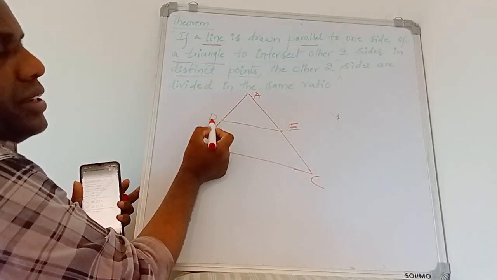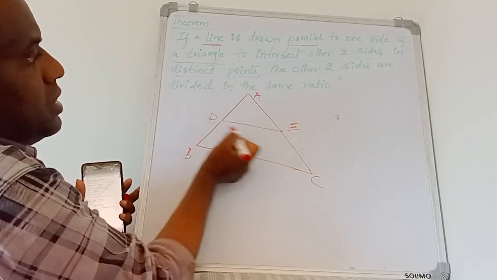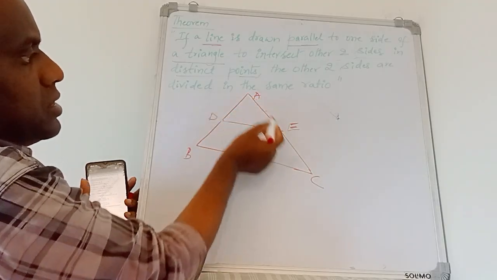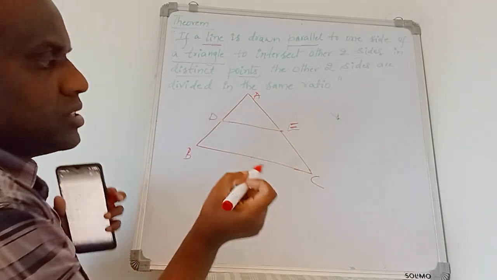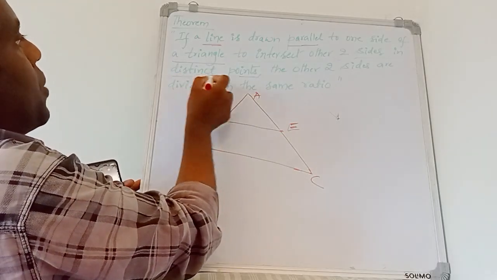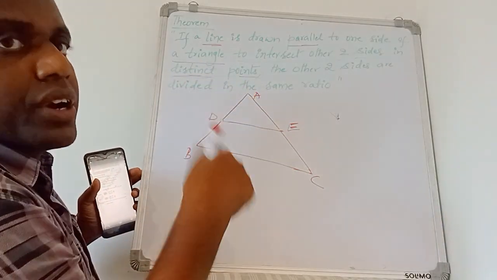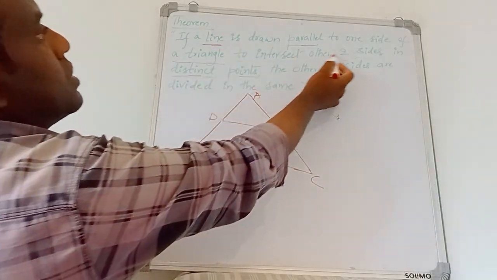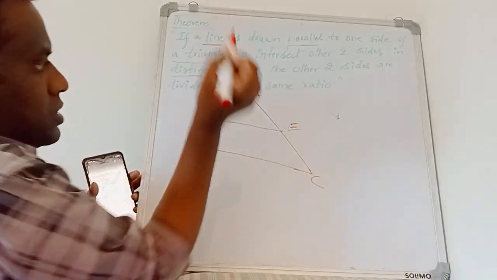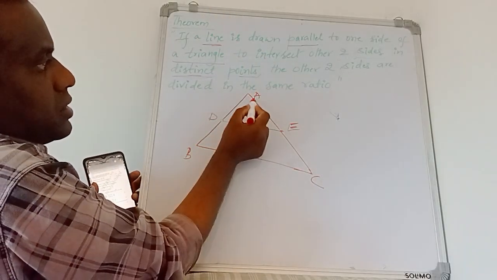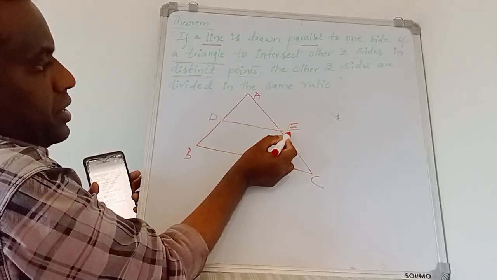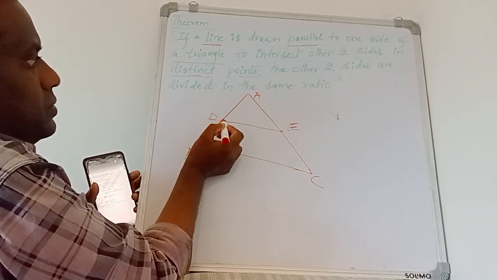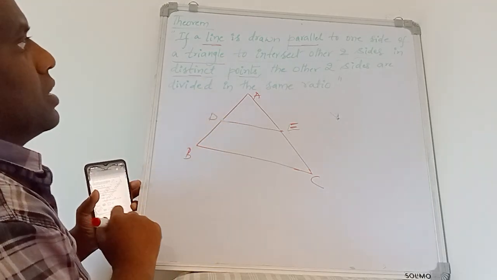See, the point D is different, point E is different. Point D lies on this line AB, point E lies on this line AC, correct? So, distinct means different points. Point D is different, point E is different. So, to intersect the other two sides in distinct points. That means this line will intersect this side at point E and this side at point D. So, that's the meaning.